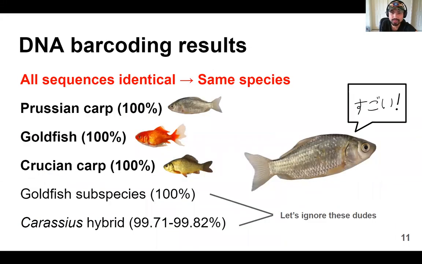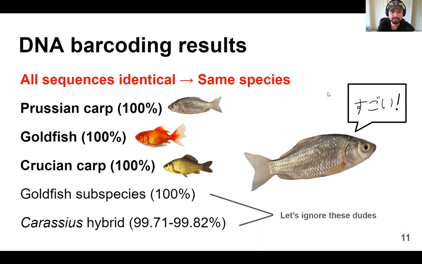Our results were interesting in that all of our sequences from both sites were genetically identical, which indicates that all of our fish belong to the same species. However, DNA barcoding results were conclusive for 5 different designated species in BOLD's reference library, suggesting that our fish could be Prussian carp, goldfish, Prussian carp, a goldfish subspecies, or a Carassius hybrid.